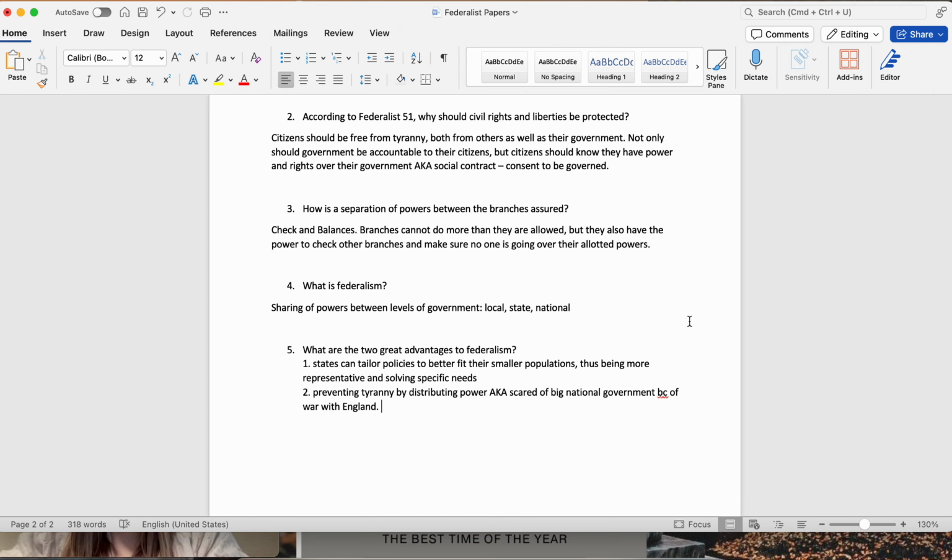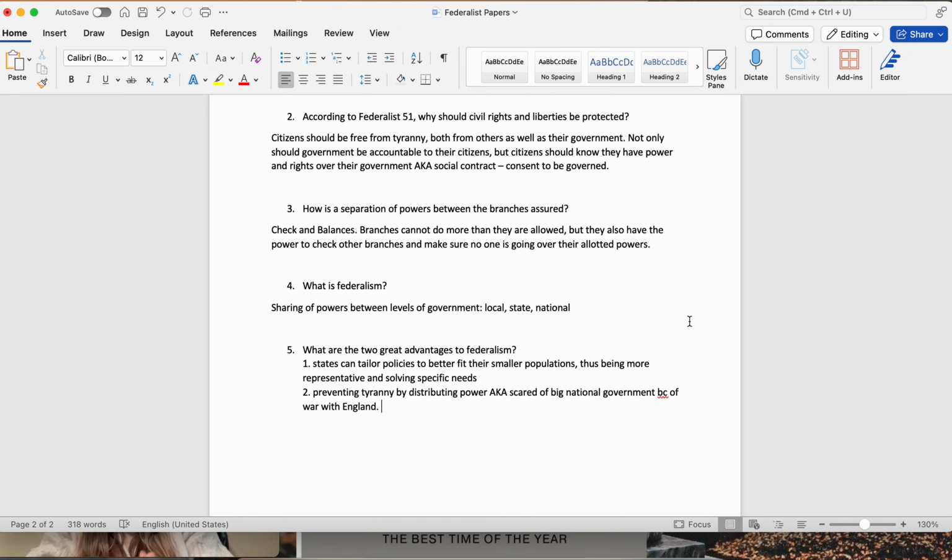Right? We're getting this idea. Remember, we're just coming off of the war. We're just coming off of being ruled by a monarchy through England. So this idea of tyranny is very, very scary to Americans.